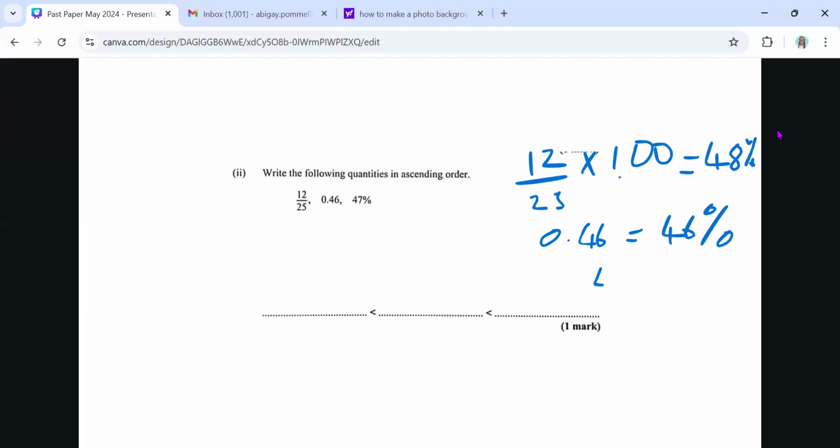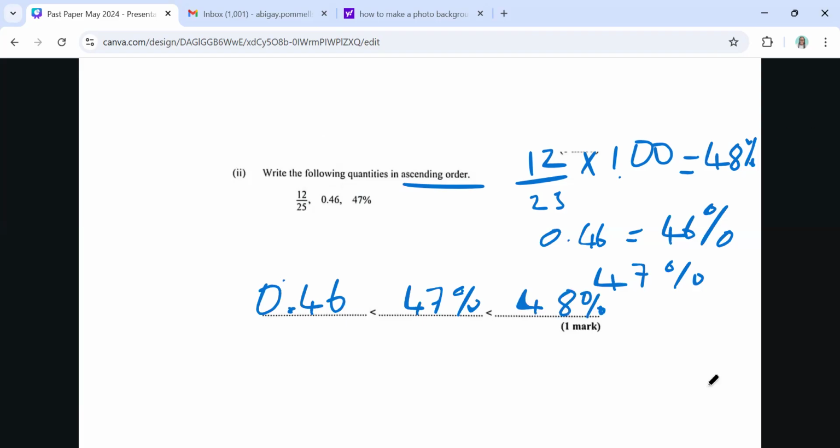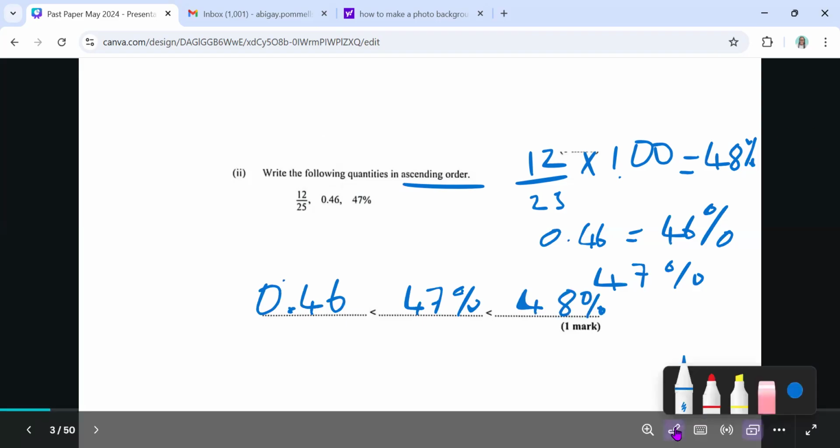So based on that, ascending order means from least to greatest. The least we start off with would be 0.46. So you want to write back the same quantities they gave you. And then we have 47%, and then we have 48%. That's the quantity. Yes, it's 12 over 25. All right, moving on.